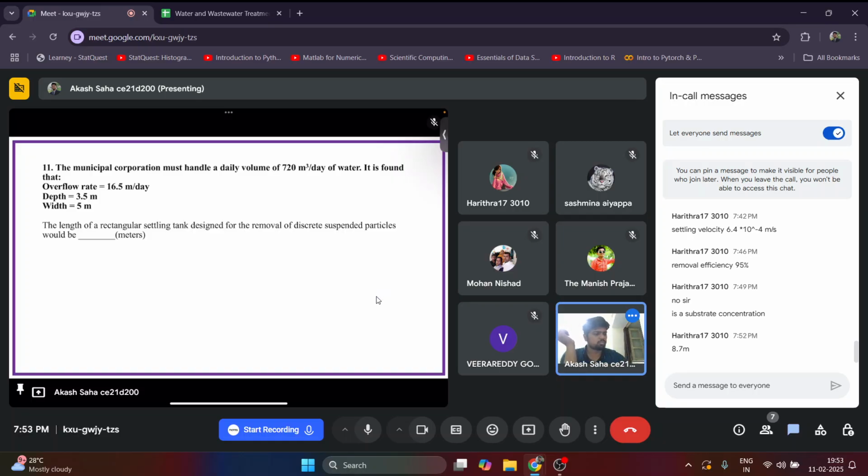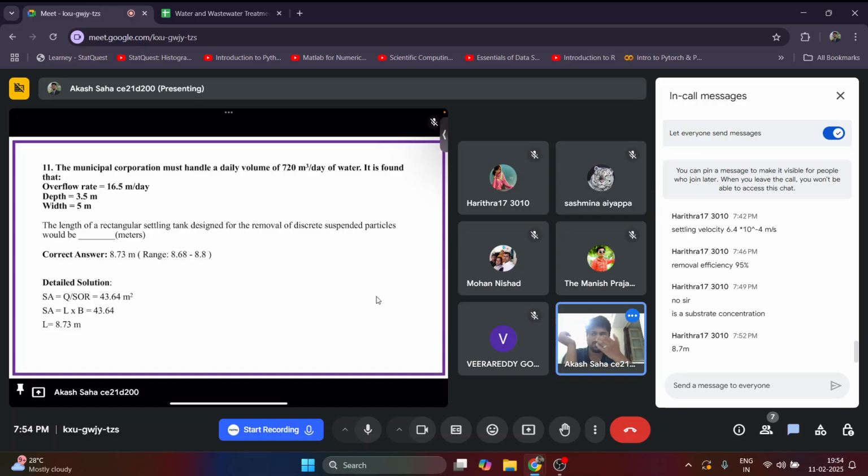Okay, so I will just show it quickly here because a similar problem was there. Basically, first you have to find out the surface area. That is nothing but the flow rate divided by the surface overflow rate. Earlier we were finding out the surface overflow rate from the flow rate and the surface area. Now it's just the reverse. Surface area is also equal to L into B. Now we know the breadth, it's already known, 5 meter, and the length we can calculate.